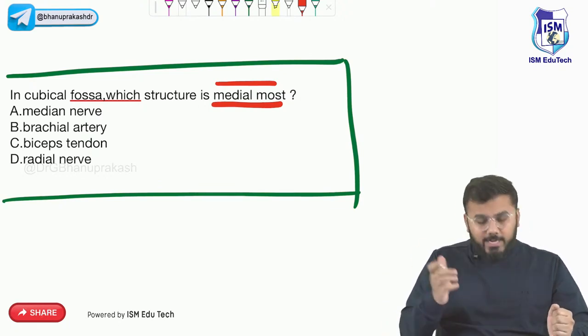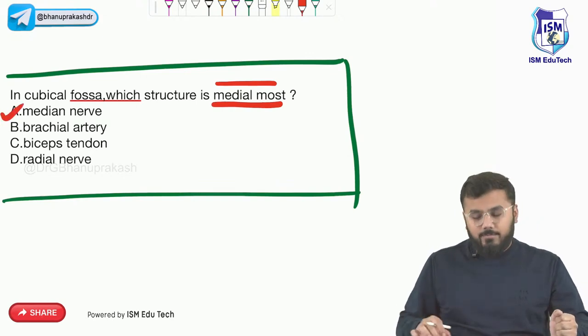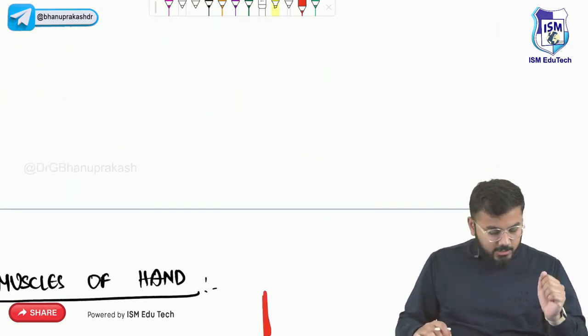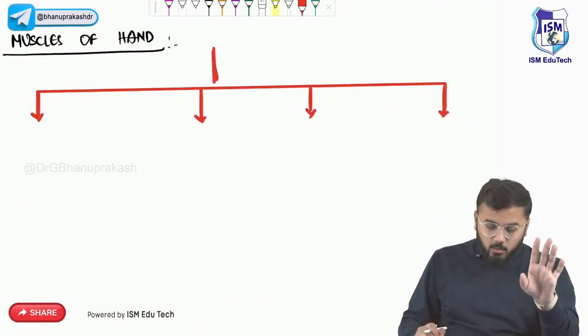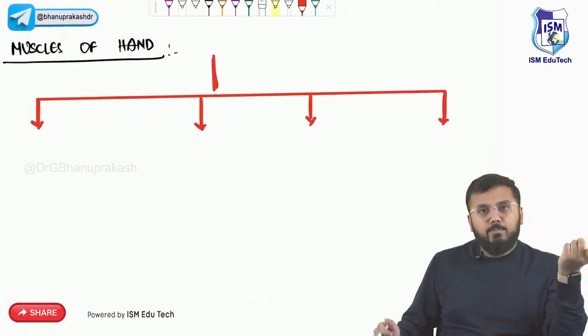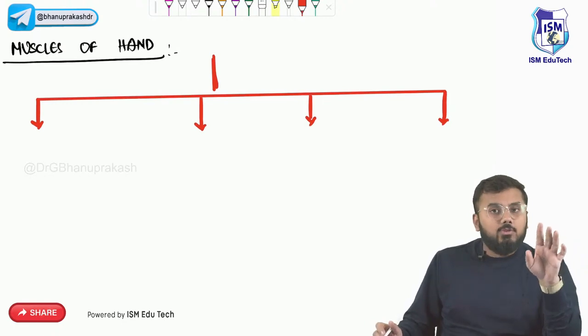Very good. The most medially located structure is the median nerve. Most medially, if there is a structure located, that is your median nerve. Very good. Now, let us go on to the next thing, coming on to the muscles of your hand.